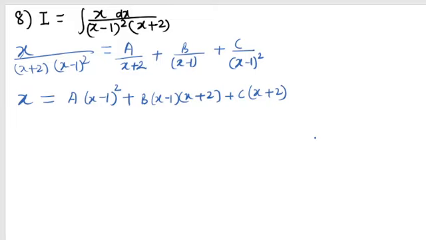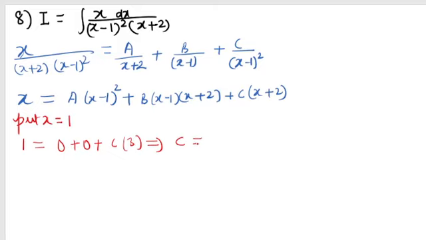So what can we do? Can we just put the values and get the answer? We can substitute x equal to 1. If we put x equal to 1, then A part is going to become 0, B also is going to become 0. That means we have only C, and C into 3, so from here C is equal to 1 by 3. Now we know this C.